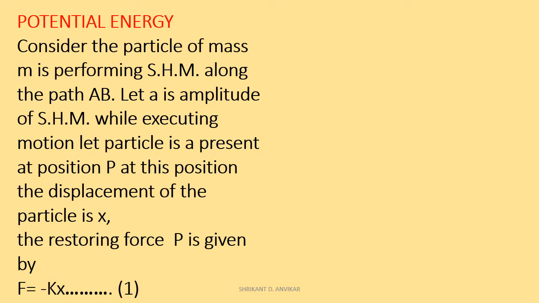F is equal to minus kx. This is the formula for the restoring force. Here k is known as the force constant and x represents the displacement of the particle when it is present at position P. There is a negative sign in equation 1. That negative sign indicates the direction of the restoring force. It is opposite to that of the displacement.